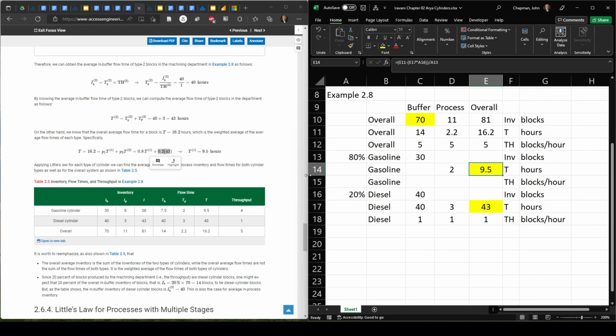Hopefully this model is helpful. It's a little bit different than the book's model. Let me know if this is helpful.